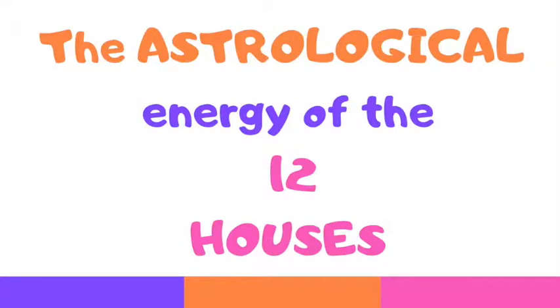Good day, everyone. I'm going to discuss the 12 houses of the zodiac and the astrological energy that corresponds to each house, which gives each one of the 12 houses a unique flavor to them. So we know there's 12 signs of the zodiac, and there are 12 houses. Each sign provides a distinct flavor to each house.